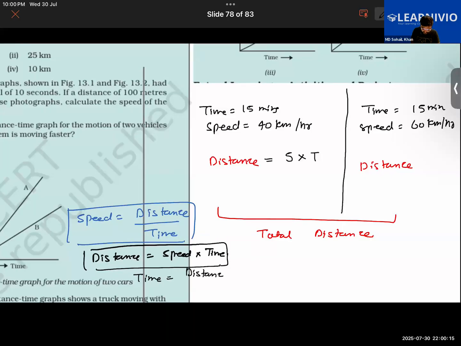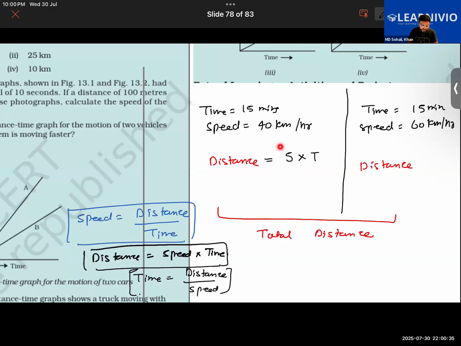Time is equal to distance divided by speed. No, just listen to me for a second. Now I'll be giving you time to ask questions. Now here, distance is equal to speed multiplied by time.